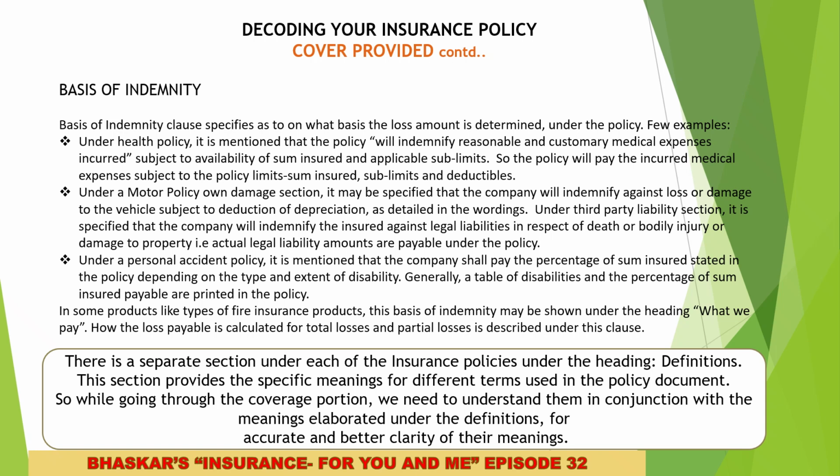Under a personal accident policy, it is mentioned that the company shall pay the percentage of sum insured stated in the policy depending on the type and extent of disability. So generally, a table of disabilities and the percentage of sum insured payable are printed in the policy. In some other products like different types of fire insurance products, the basis of indemnity may be shown under a different heading known as what we pay. How the loss payable is calculated for total losses and also for partial losses is all described under this head.